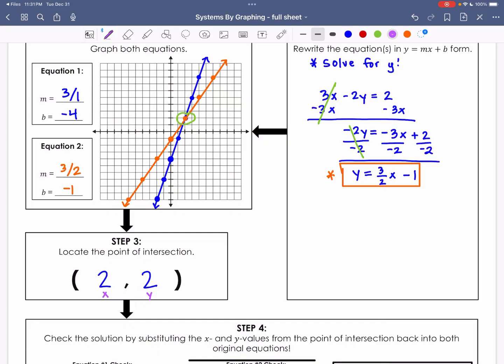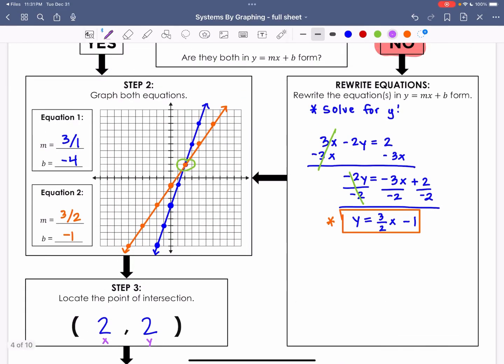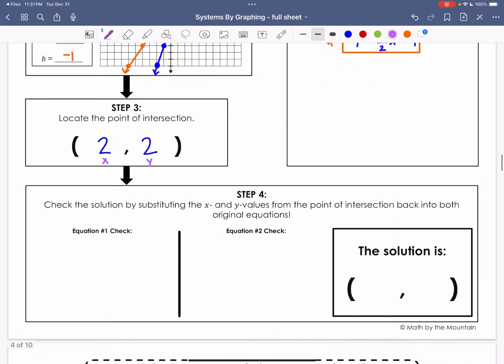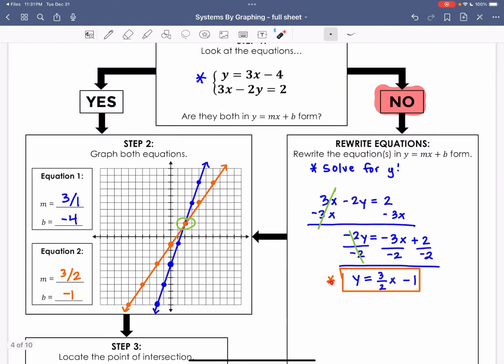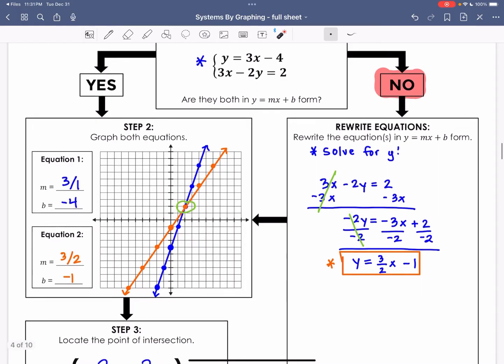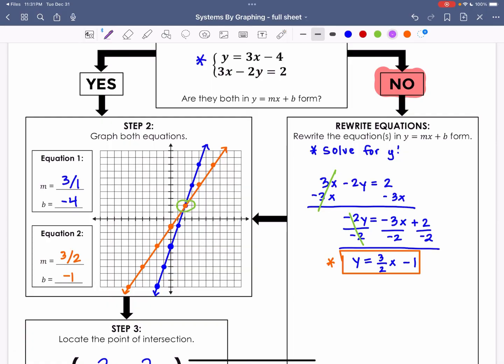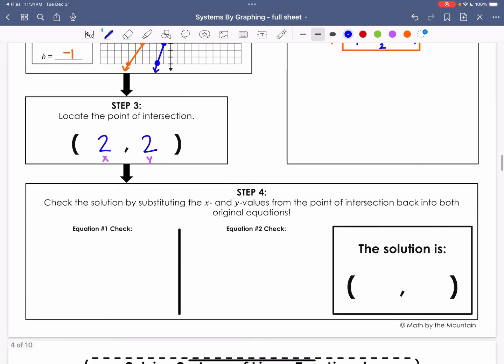So just to confirm this, because we did do some work and mistakes can easily be made along the way, we are going to check our solution by substituting the x and y values from this point of intersection back into the original equations. And it's really important that we use these original equations and not this new and improved one, just because maybe we made a mistake when we did some rearranging to get it into that slope-intercept form. So it's always good practice to go back to this original, what was printed on your paper, because we know nothing was messed up at that point, right? No mistakes were made.